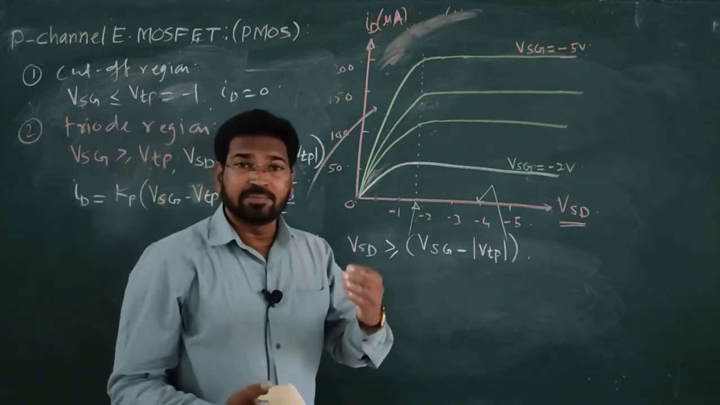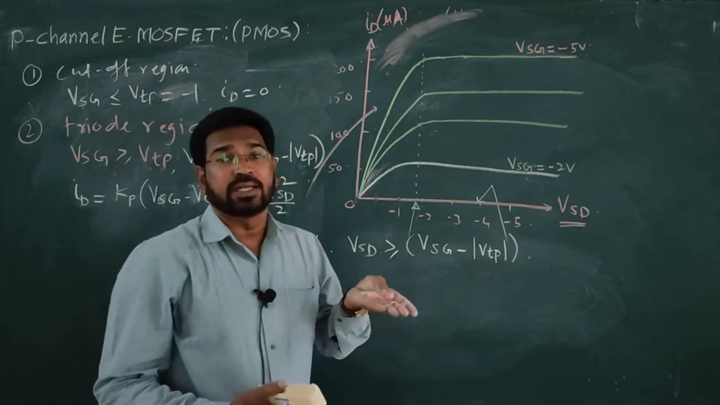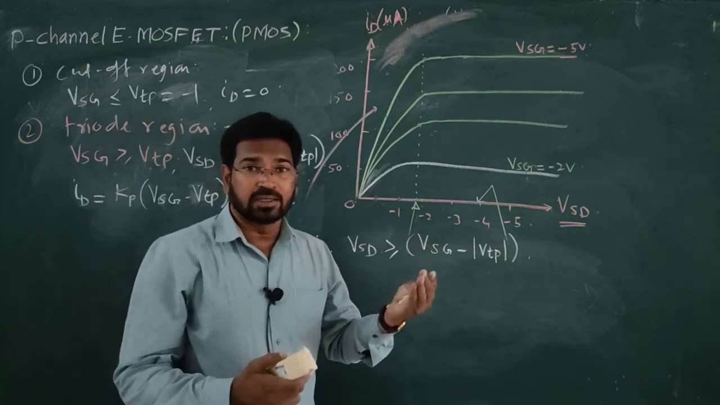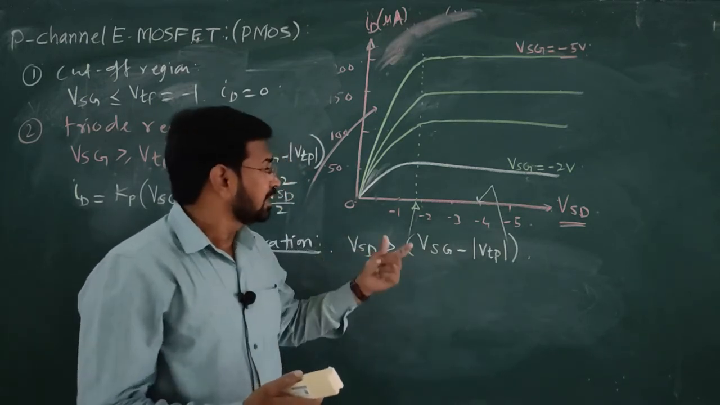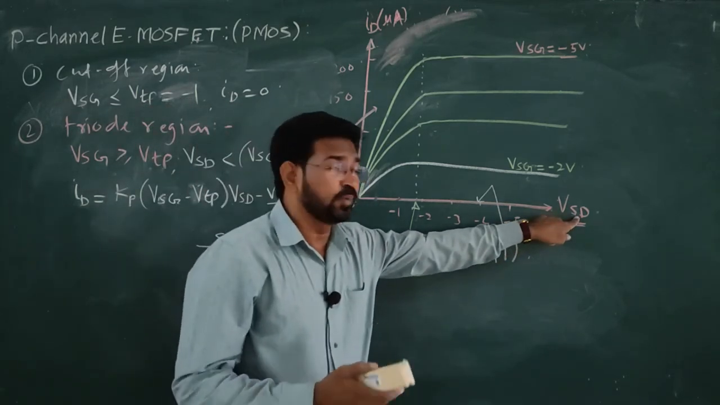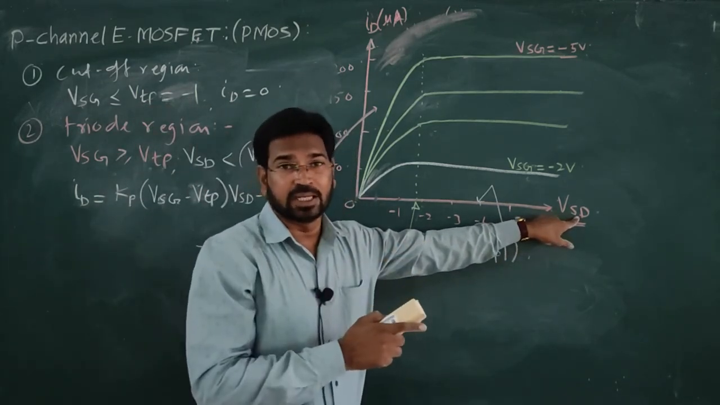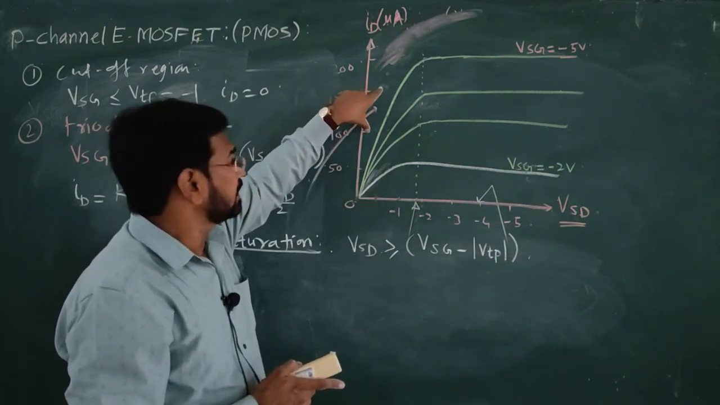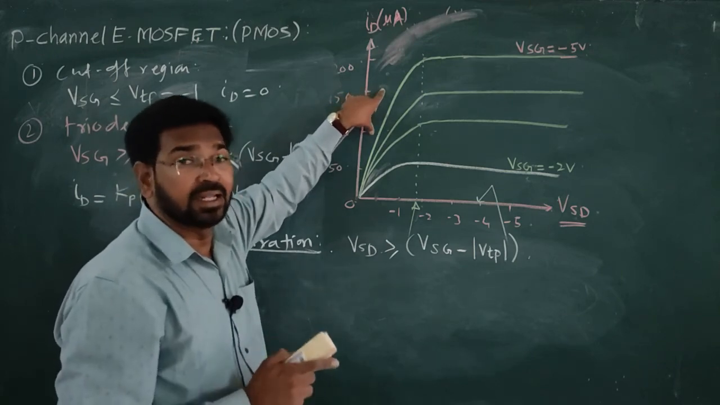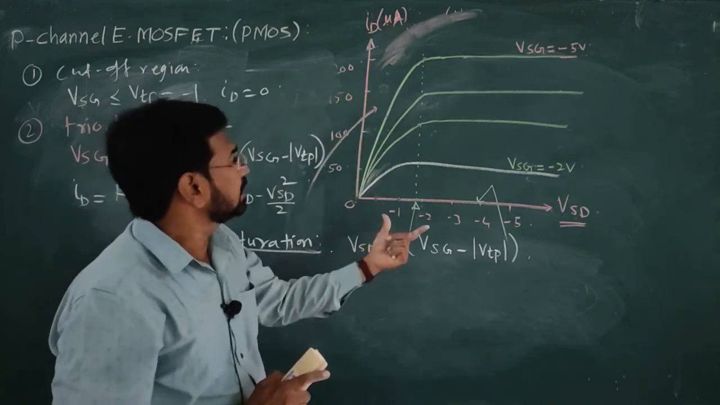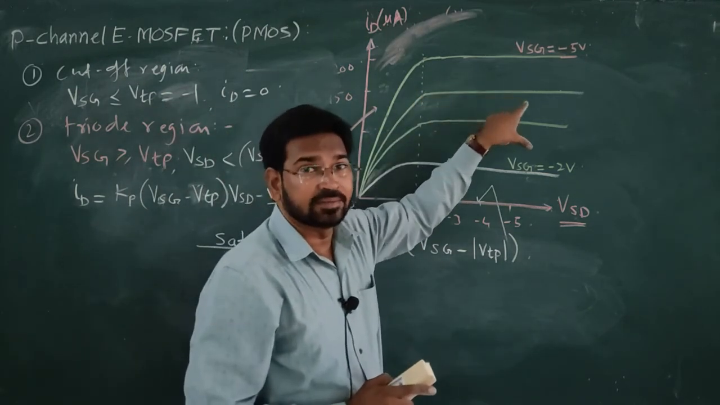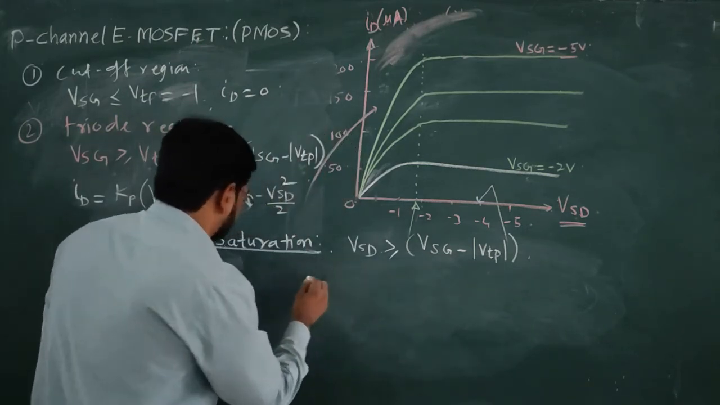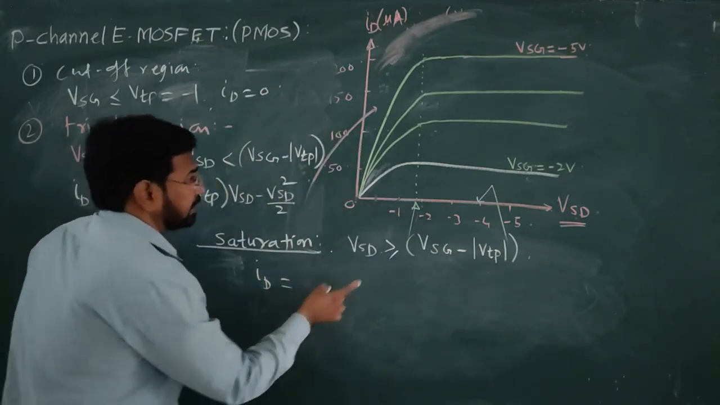VTP is the minimum amount of voltage required to turn on the device. Once the device turns on, the drain current starts flowing and changes linearly with VSD as well as the gate voltage. So here the characteristic is linear, and the device works in linear mode. But from this point it is non-linear. The drain current equation tells the behavior.